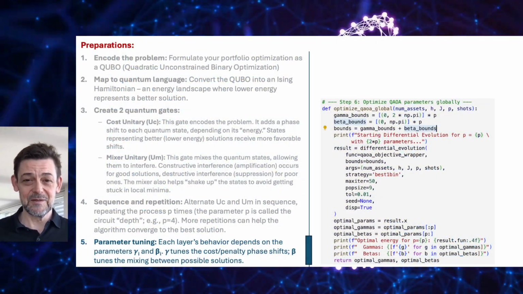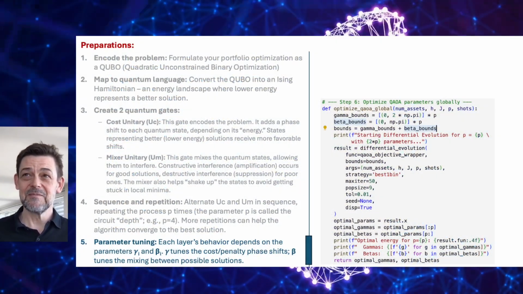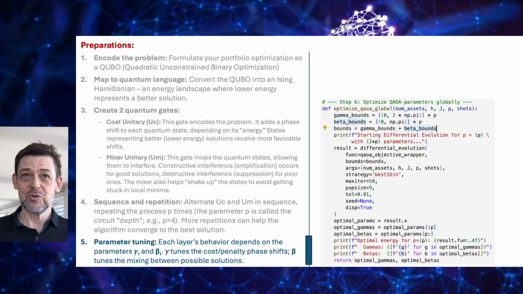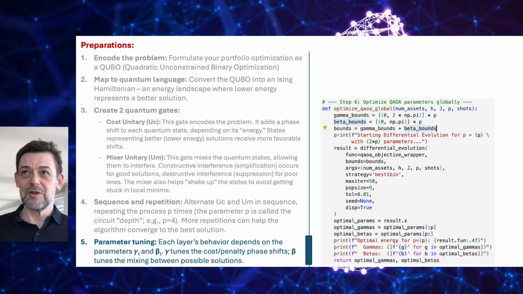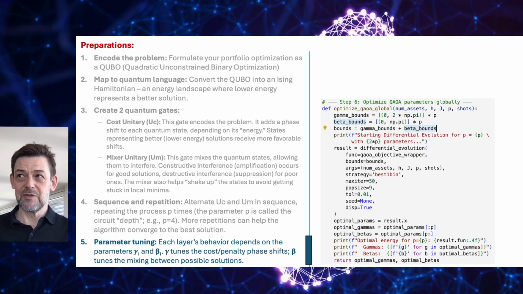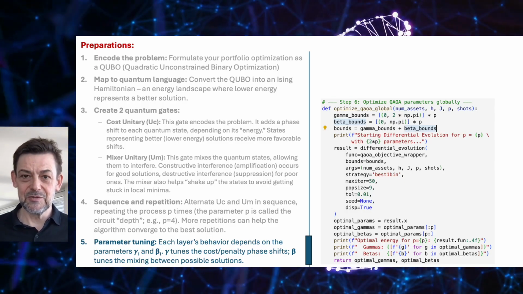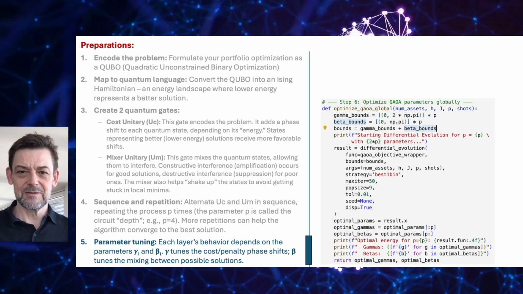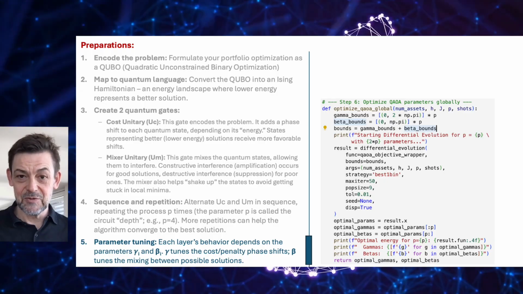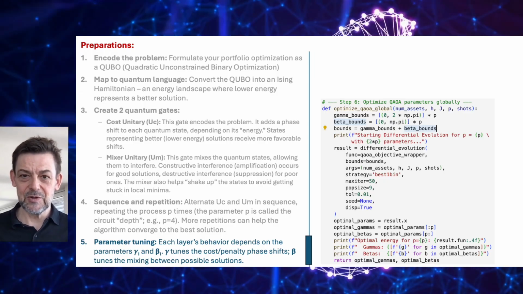Step 5. Gamma and beta tuning. Gamma is the angle you use in the cost unitary and beta in the mixer unitary. You need to tune the variables gamma and beta separately for each layer. This is done in a classical optimization process, a critical key step to ensure the efficiency of the algorithm.